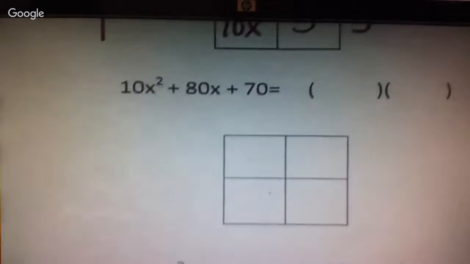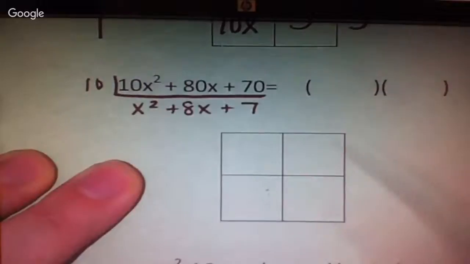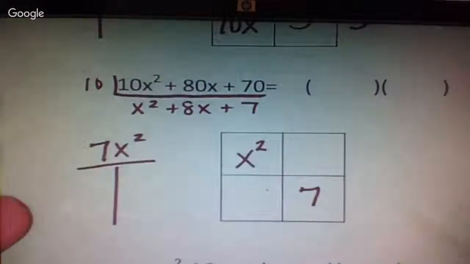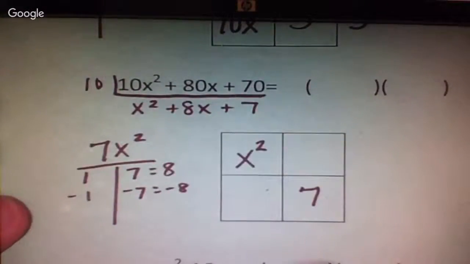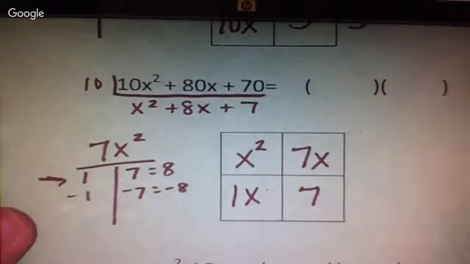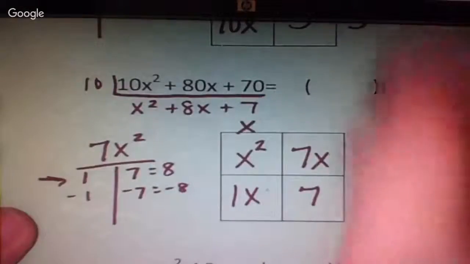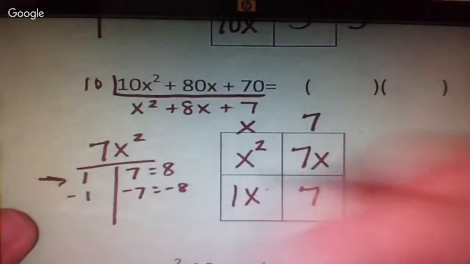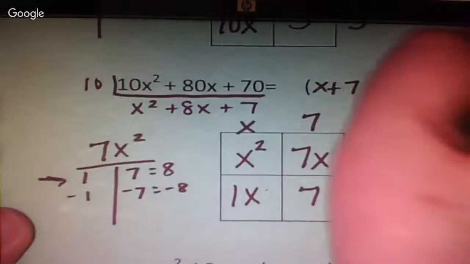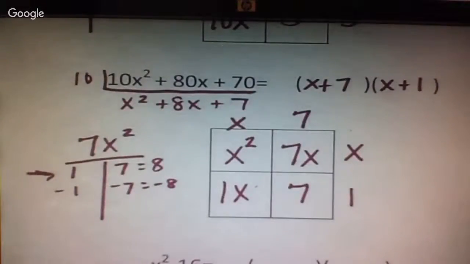Okay, this one. This one had a greatest common factor of 10. You should have taken that out first. So that left me with x squared plus 8x plus 7. So that means x squared goes here, 7 goes here. So 7x squared is what I'm trying to find factors of. Well, you can either have 1 and 7 or -1 and -7. Sorry, but I need a positive 8. So I want this one. So I've got 1x and positive 7x. These two share an x in common. These two share a 7 in common. These two share an x in common. These two share nothing but a 1. So x plus 7, x plus 1. What did I forget? The 10 in front.